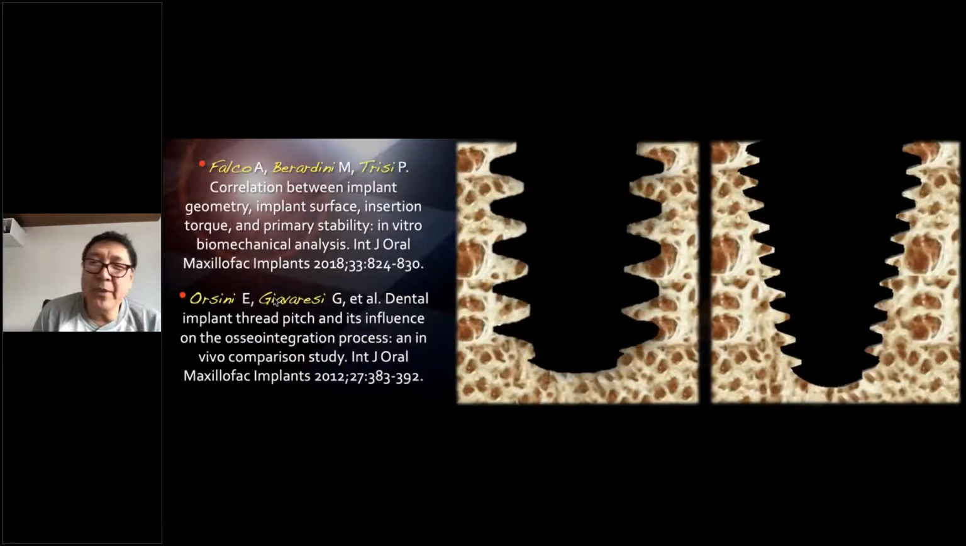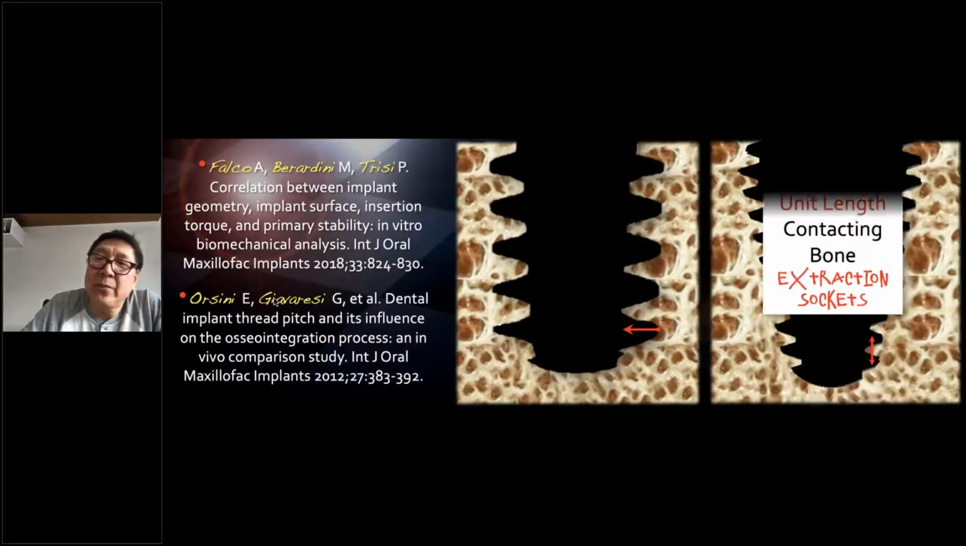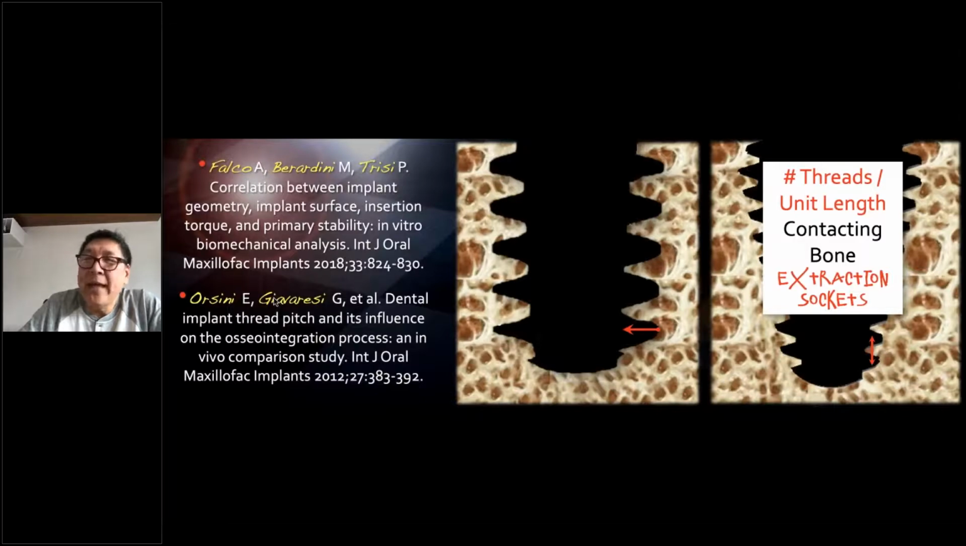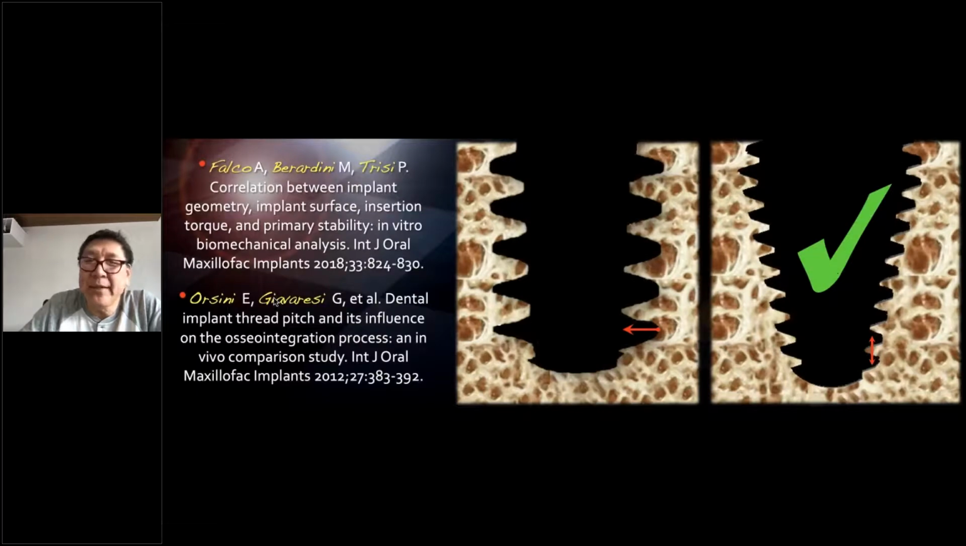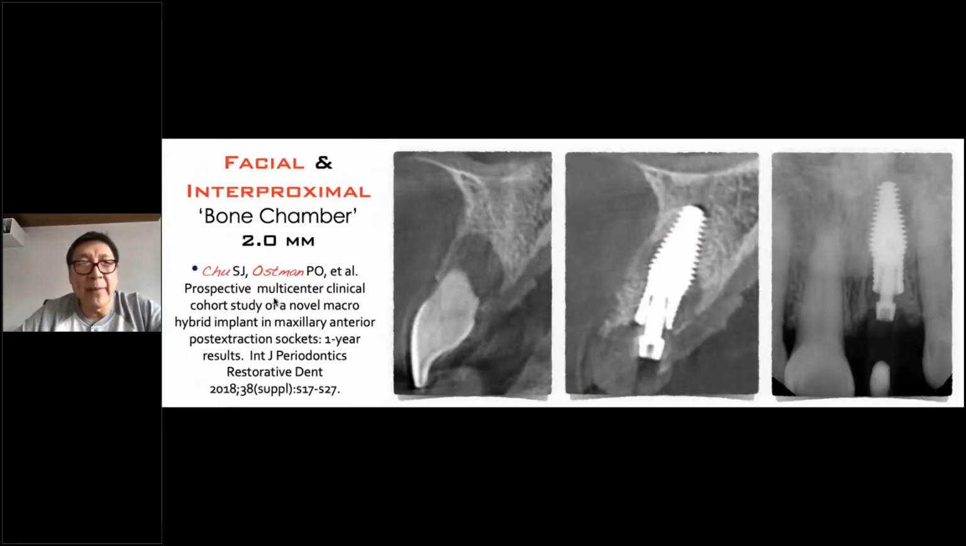Again, thread depth is important for having good stability, but this paper by Orsini shows that it's not just the thread depth that's critical, it's how close are the threads or the thread pitch or distance. So what you want to do is you want to have deep threads, but you want to compress the threads so you maximize the number of threads per unit length that's contacting bone. And that's the key in order to give good primary stability. That is really the key element associated with it. So it's not just having aggressive threads, which a lot of companies now really talk about.